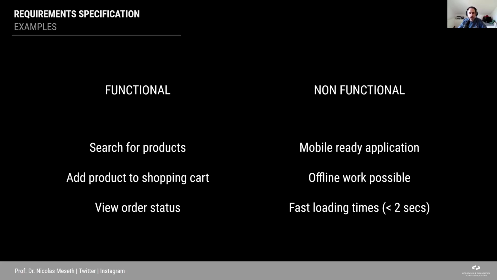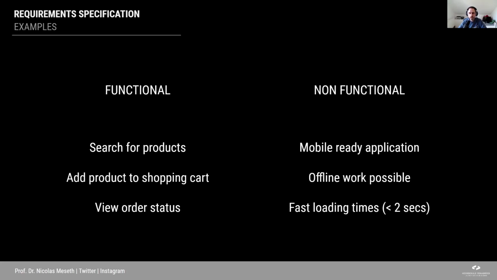And on the other hand, non-functional, we could mean something like, okay, the whole shop should be mobile ready. It should be viewable on a mobile device. That's not really a functionality, but it's rather a circumstance. So we want to be able to use a mobile device to use that shop. It should be able to work offline. So that's maybe not something that is easily implementable for an e-commerce shop, but for example, for word processing, like Google Docs, there you want to have an offline mode.